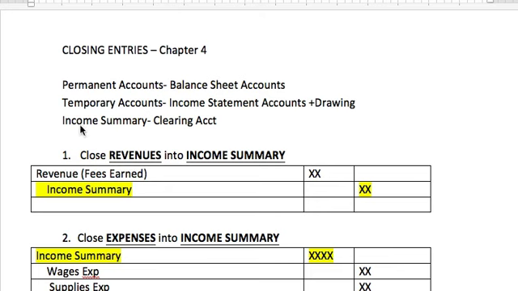We are going to use a new account called Income Summary, which is also known as the clearing account, for these closing entries. Closing entry number 1, we're going to close revenues into Income Summary. Since revenues have a normal credit balance, to close them, we will debit revenue and credit Income Summary for the balance in those revenue accounts. If you have more than one revenue, you'll have more than one debit.